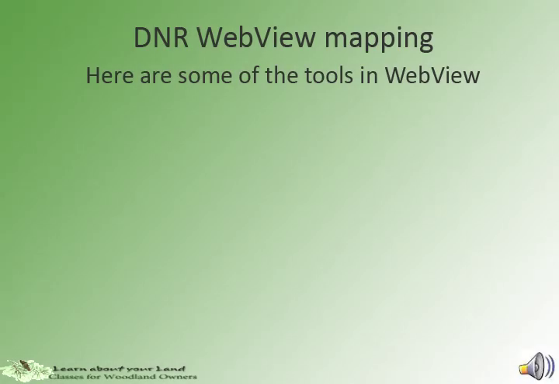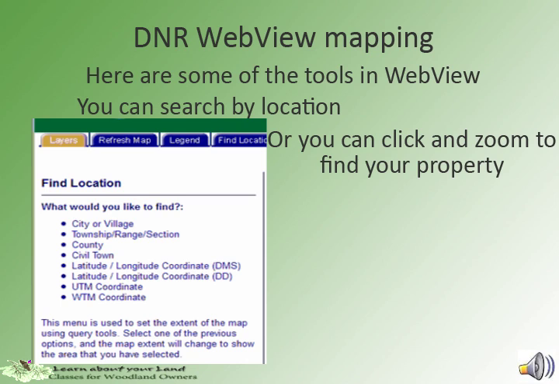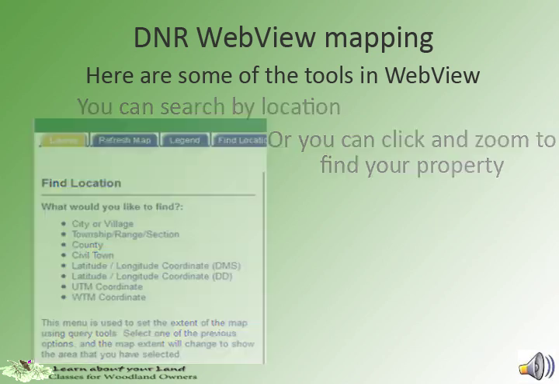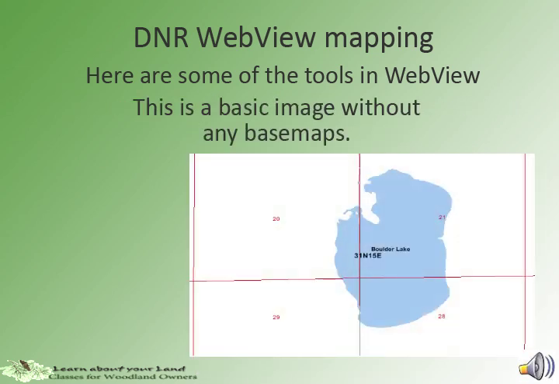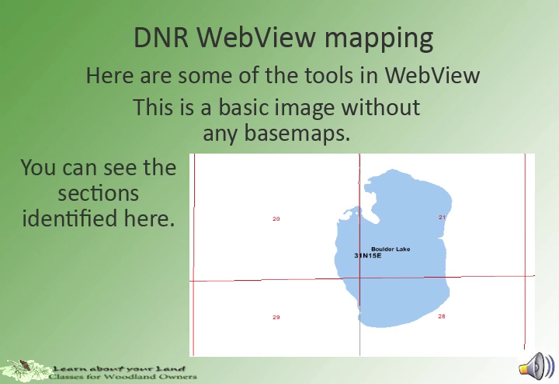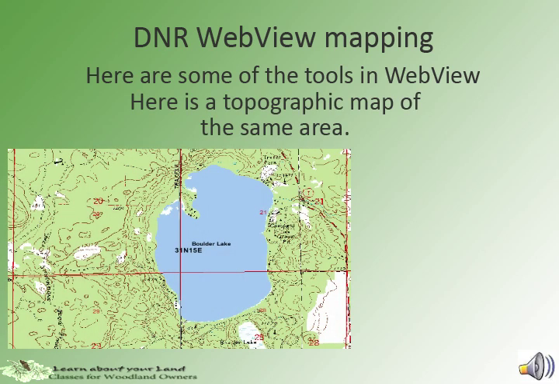In WebView, you will start by searching for the location of your property using either an address or legal description, or by zooming in and out of the map of Wisconsin. There are various types of maps showing forest cover, roads, and water, to name just a few. The viewer will start with a basic map, and you will use the legend in order to turn various features and maps on and off. Here are some examples of several of those maps and features.